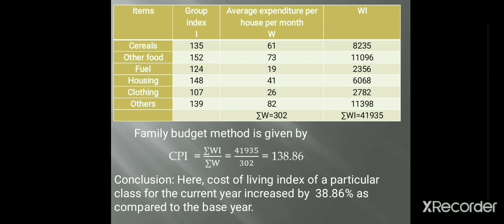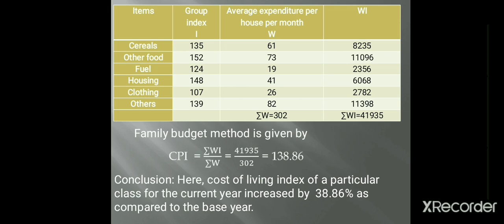Sum up all the values in the WI column and it results in 41,935. Now substitute the values in the formula and we write consumer price index is equal to summation WI divided by summation W, which is equal to 41,935 divided by 302, which results in 138.86. That completes the result for consumer price index.